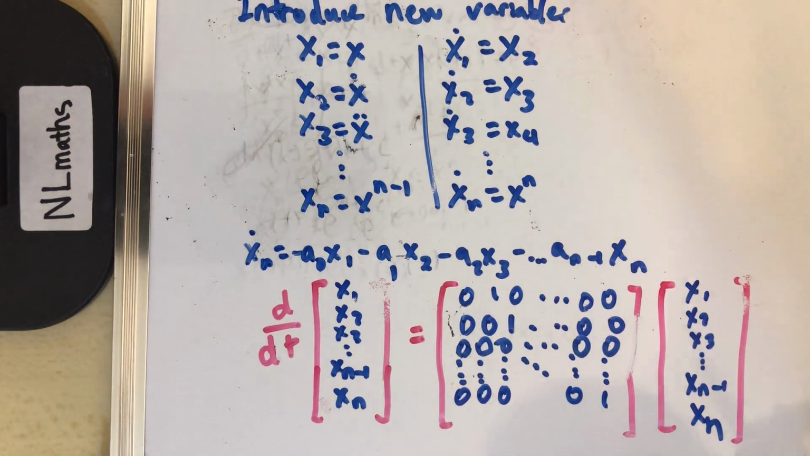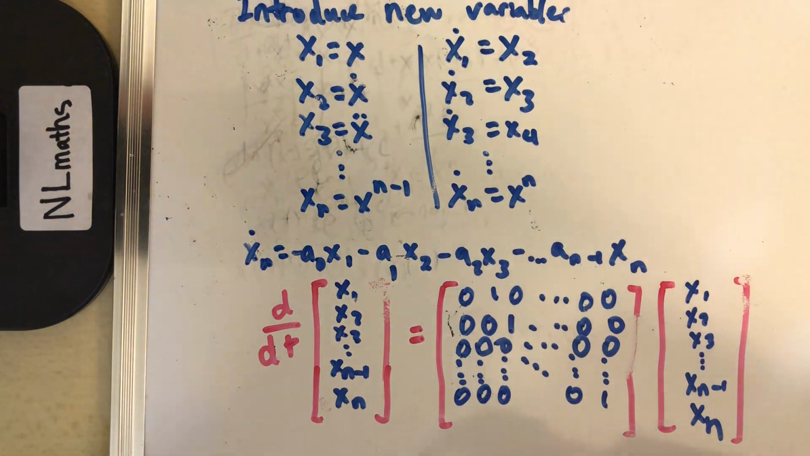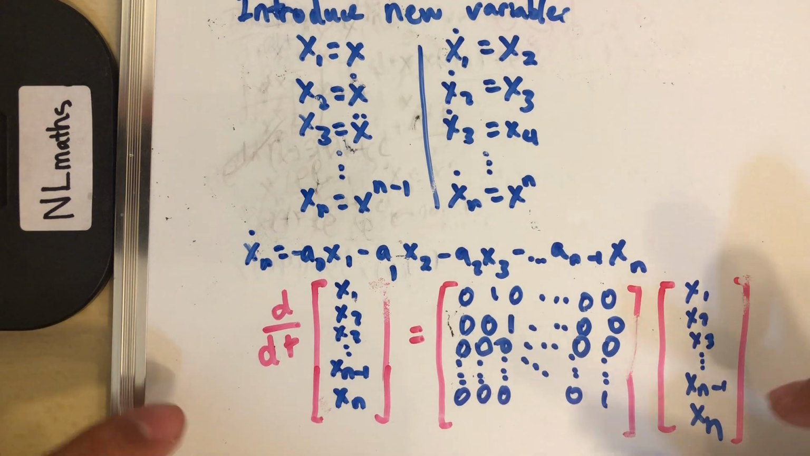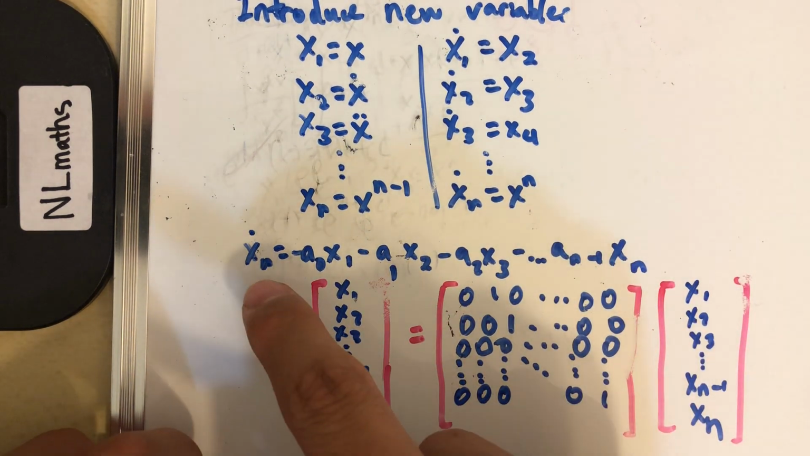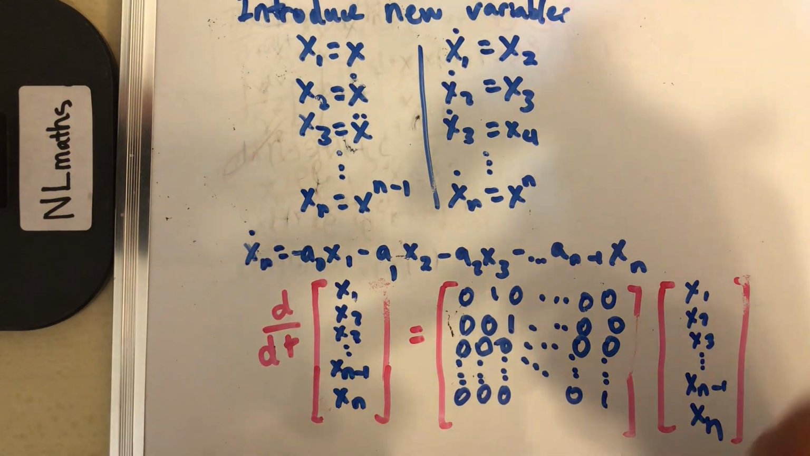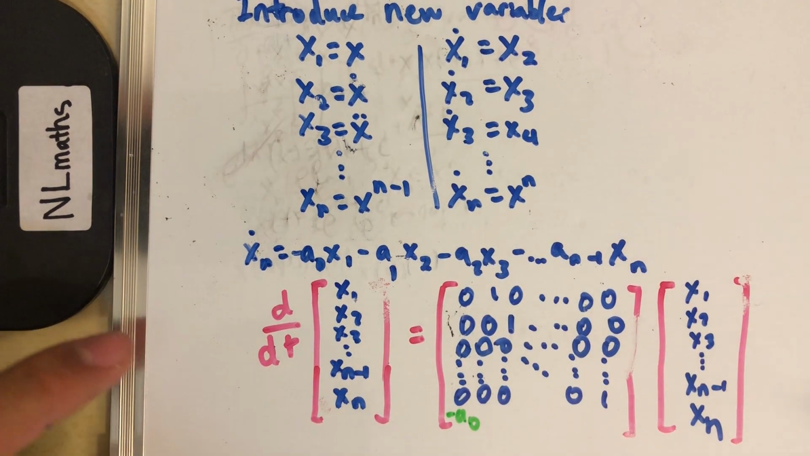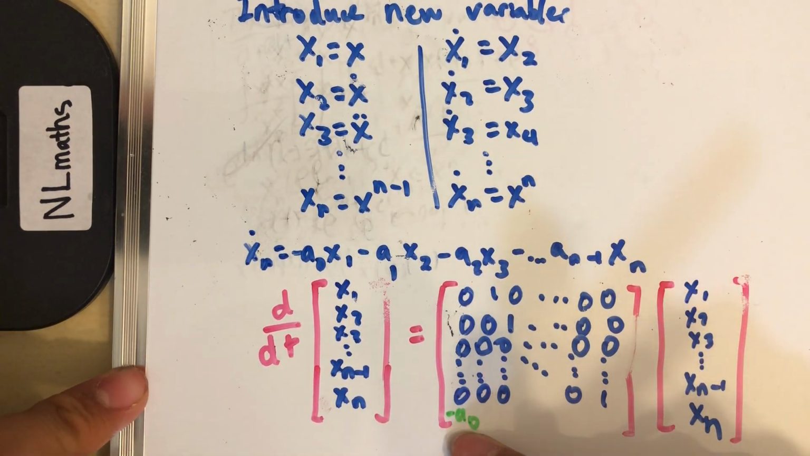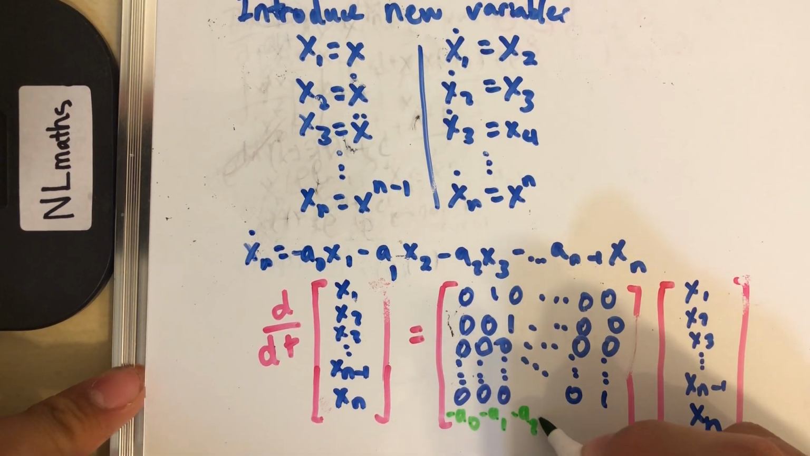Then the final one is going to be quite different, so I'll be using green for this final line. Because xn dot is equal to negative a0 x1, negative a1 x2, we can write that. As we can see, it's a linear combination. So x1 times negative a0, then this one is negative a1, negative a2, dot dot dot.